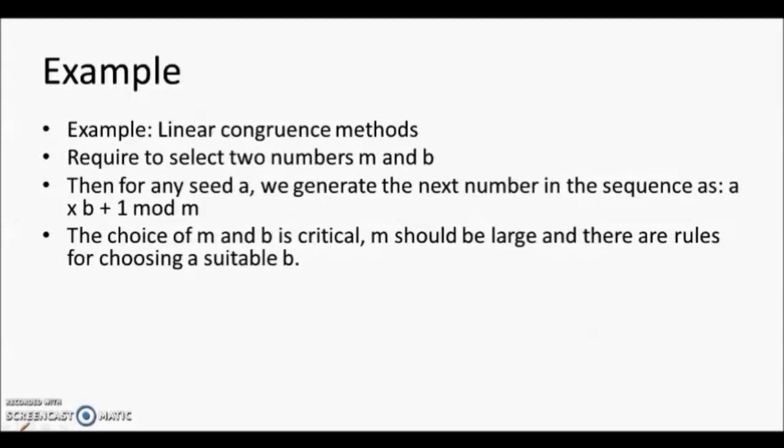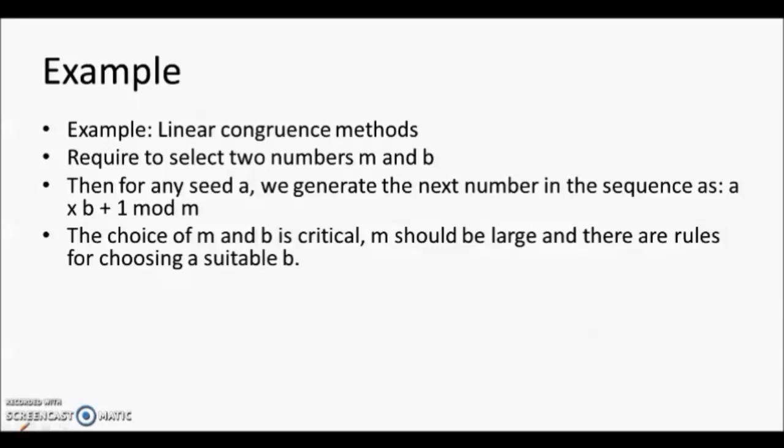Take another example, the linear congruence method. Linear congruence methods are widely used. They require the choice of two numbers, m, which is the divisor for the congruence, and b, which allows us to generate a new instance. Then, for any seed a, we generate the next number in the sequence as shown in the mod formula here.